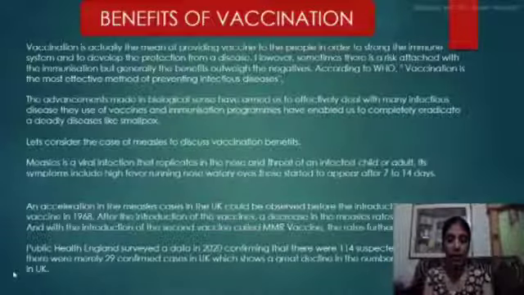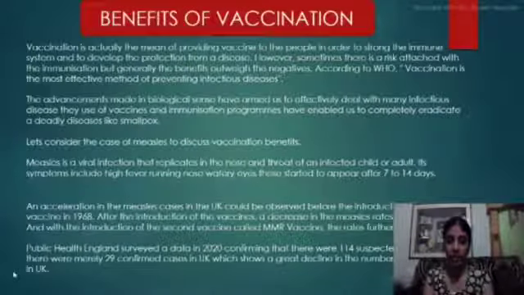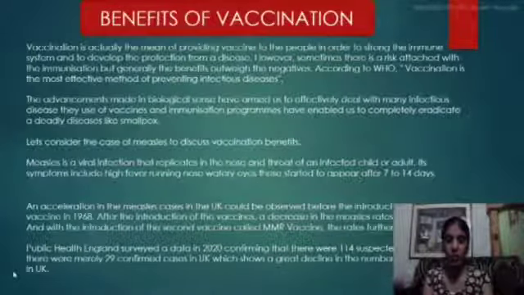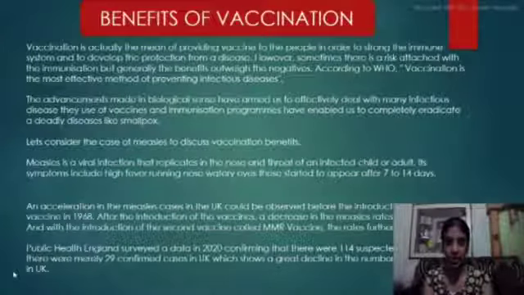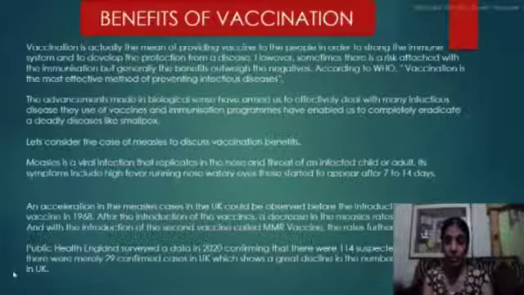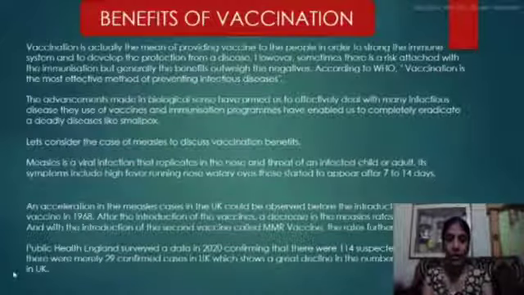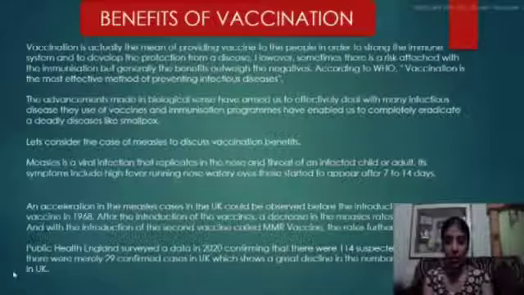Public Health England surveyed data in 2020 confirming that there were just 114 suspected measles cases in the UK. And in 2020, there are merely 29 confirmed cases in the UK, which shows a great decline in measles cases in the UK.